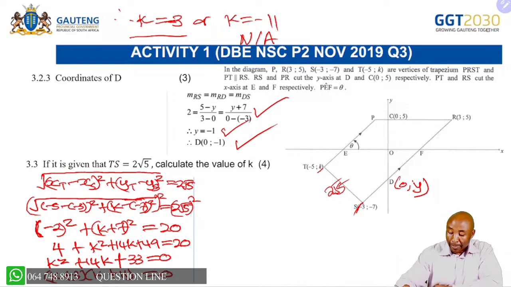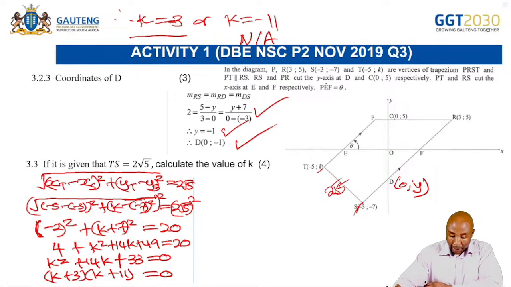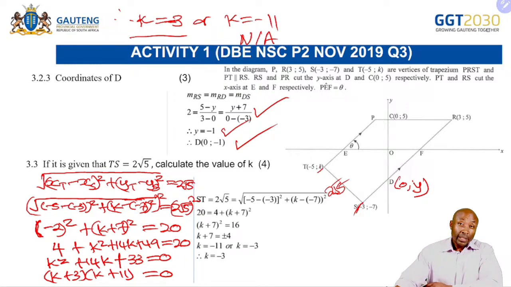Now, I'll show you an alternative method that you can use, but you can see that we are also revising our solving of quadratic equations. Hence, we will get our k as negative 3 in both methods. So we'll get a mark for the substitution into the distance formula.